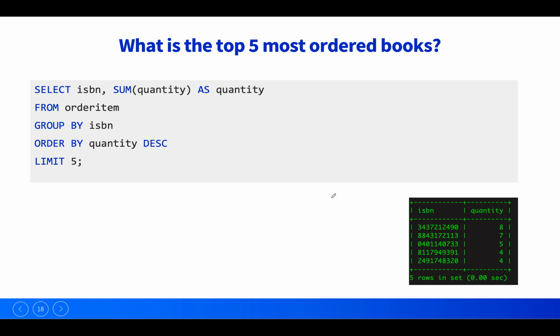From order item, then we group it by the ISBN so that we can aggregate up the quantity values, and then we order by quantity in descending order, similar to the previous query, and then we limit by 5 so that we can get the top 5 most ordered books in this particular database. So if we run this piece of code, we should see the following result set.